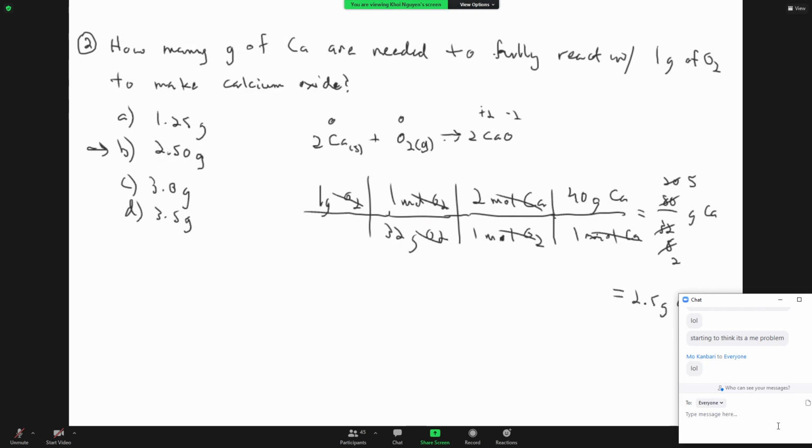All right. The next thing that we're going to lead to with this is the difference between a molecular formula versus an empirical formula.